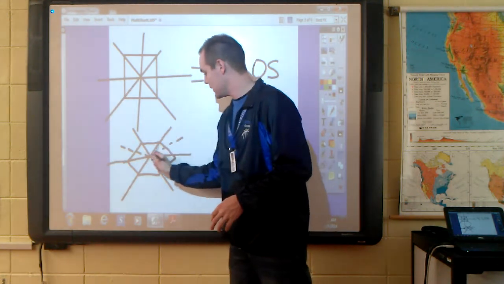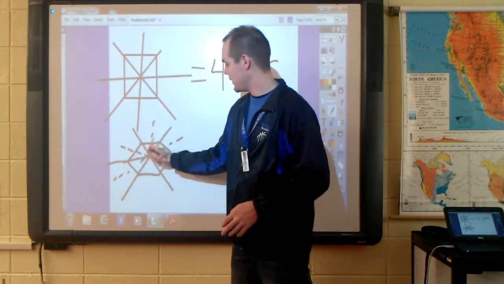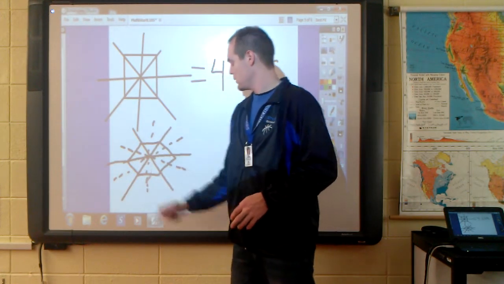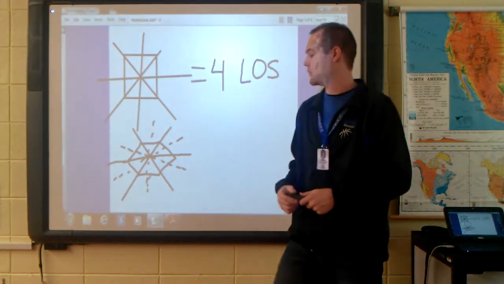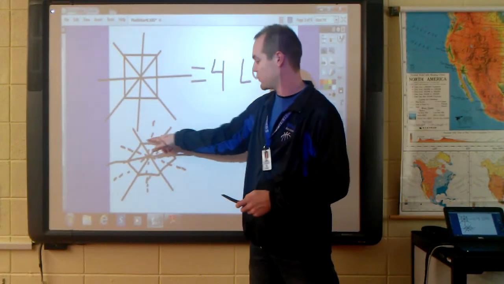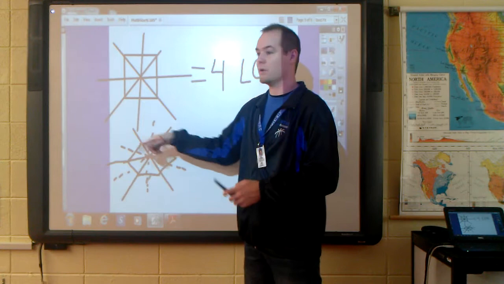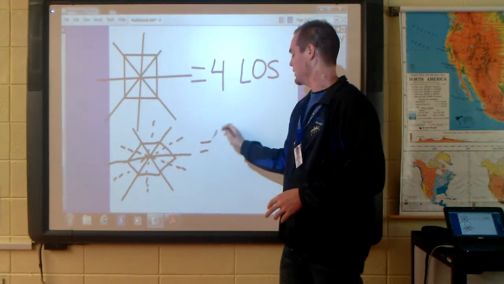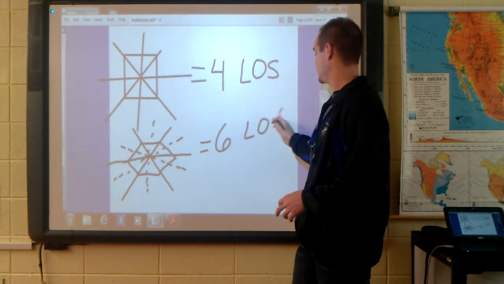And now if we split this one up according to our lines of symmetry, we would again have the same thing. And if you counted these lines of symmetry, we'd have 3 going through the vertices, we'd have 3 going through the sides, so we'd have 6 lines of symmetry.